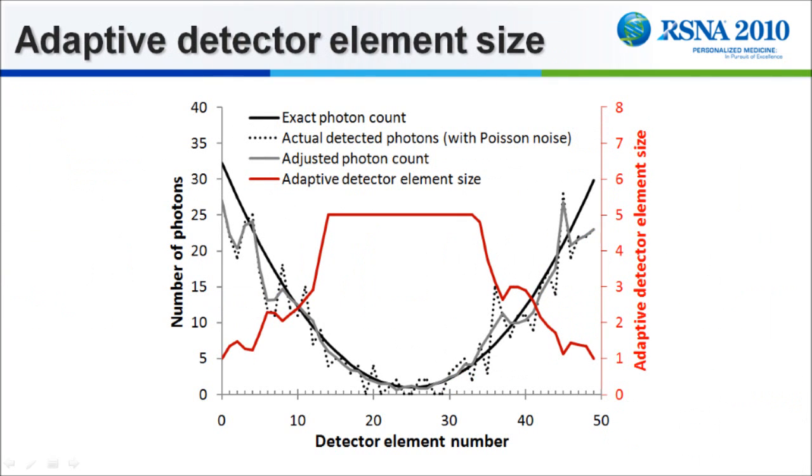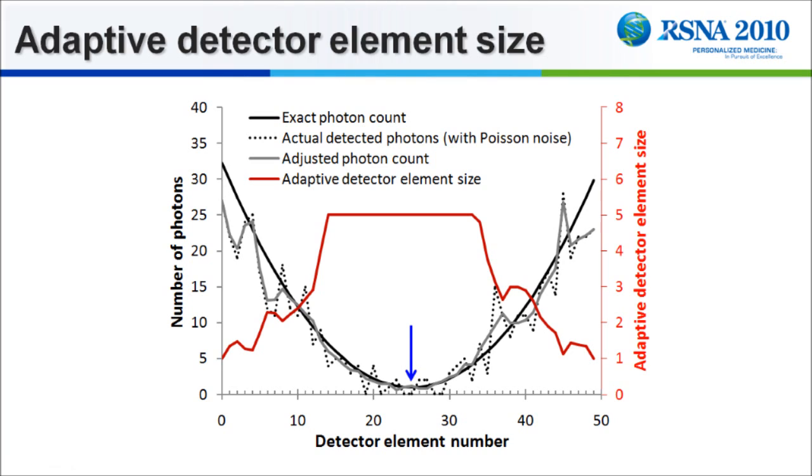There are a few tricks that we employ to get the best results. One trick is to adaptively expand the detector elements in regions with low photon counts. This reduces Poisson error. In this example, we have 50 detector elements shown on the x-axis. The number of photons detected is shown by the dotted line, and in this example, we aren't detecting many photons near the center of the row of detector elements.